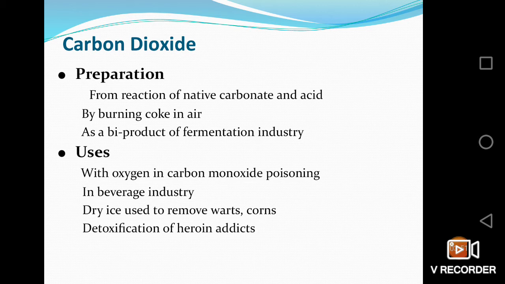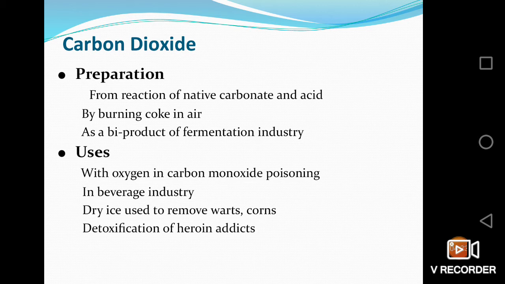The second method is by burning coke in air. As we know, coke is a pure form of carbon. When we burn this coke in presence of air, it combines with the oxygen and gives rise to carbon dioxide. And as we know, the fermentation reaction releases carbon dioxide. So the fermentation industry, like the wine industry, can release carbon dioxide as a byproduct.